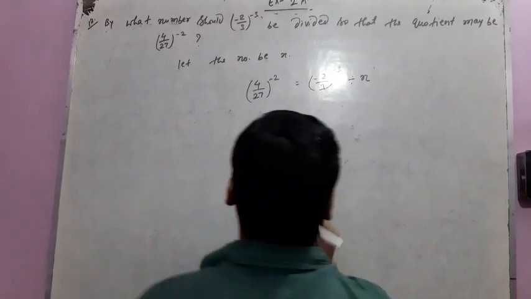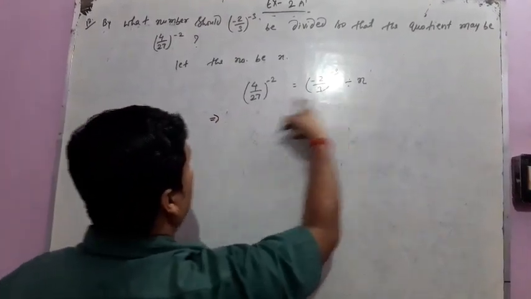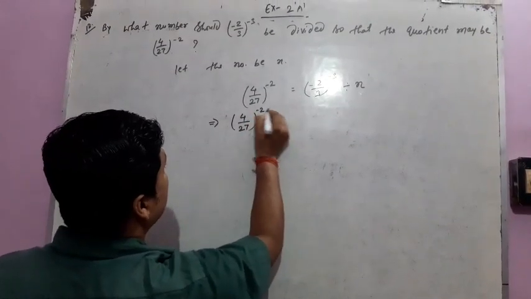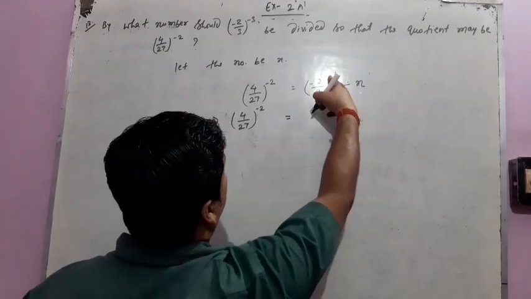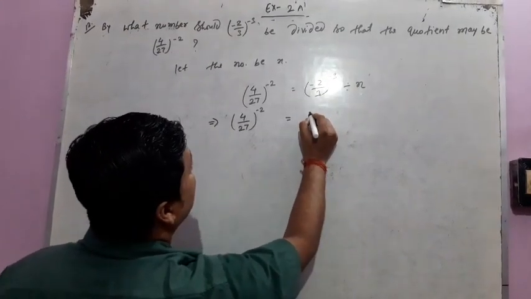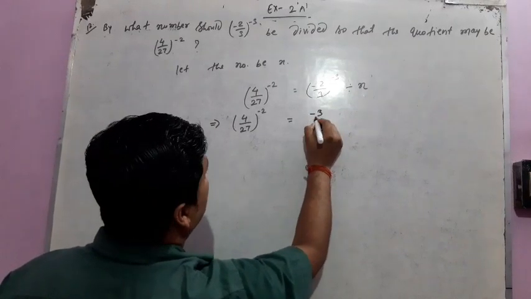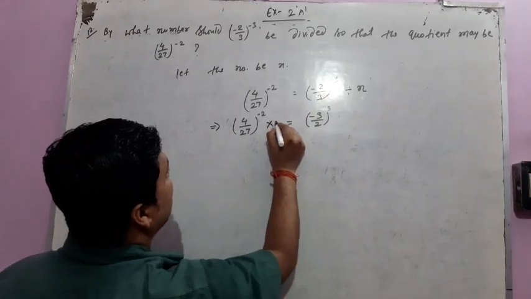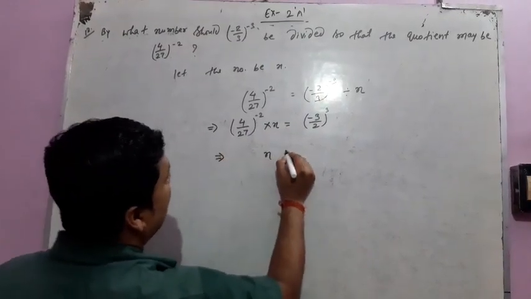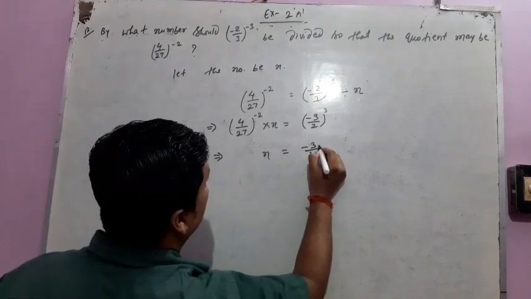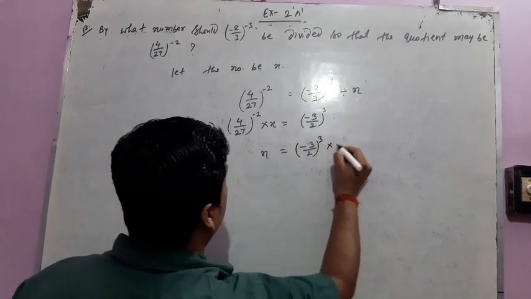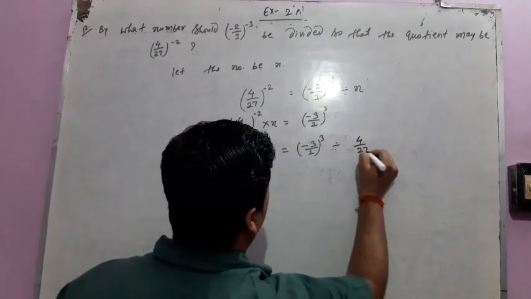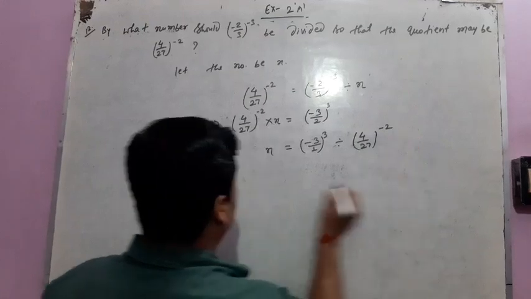Now we have to look here. x is in multiply, so when we change the side of x, it turns into divide. (4/27)^-2 is equal to, for removing this minus sign, we have to write in reciprocal order, so (-3/2) whole cube. And here x is in divide, so it turns into multiply. Now the value of x is equal to (-3/2) whole cube into, here it is in multiply, so it turns into divide, (4/27)^-2.